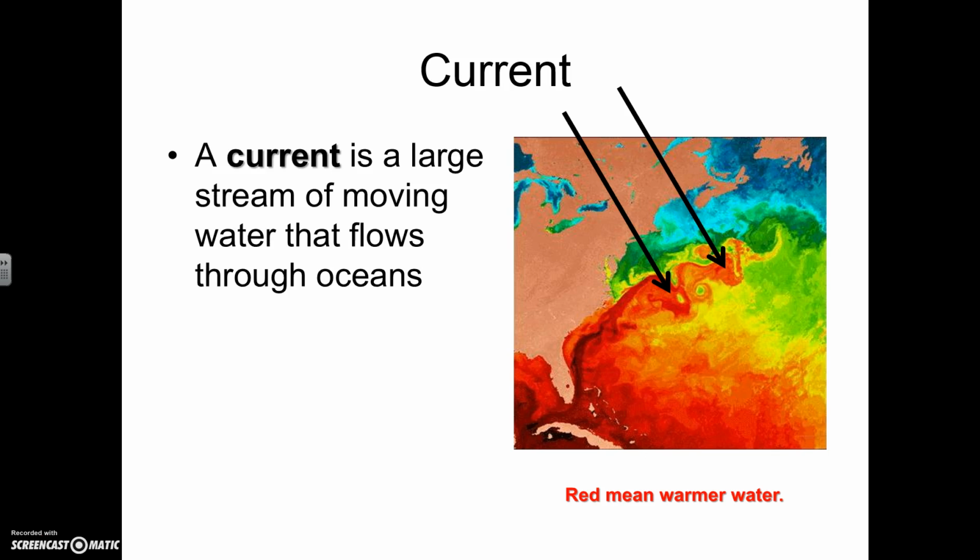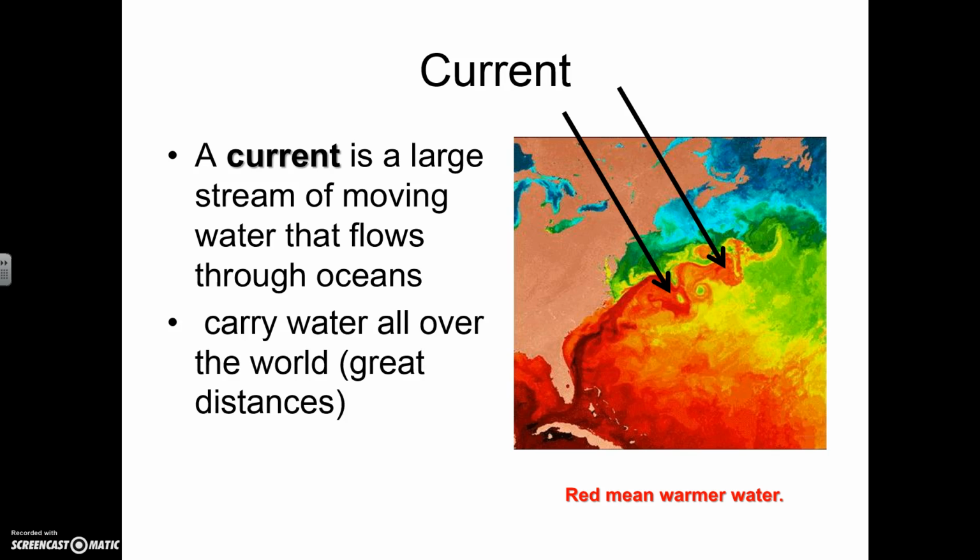All right, so a current is a large stream of moving water that flows through oceans. It carries water all over the world, even great distances. So it affects a lot of things here on Earth. Without currents, a lot of things would be different. Our life would be a lot harder and really a lot different.